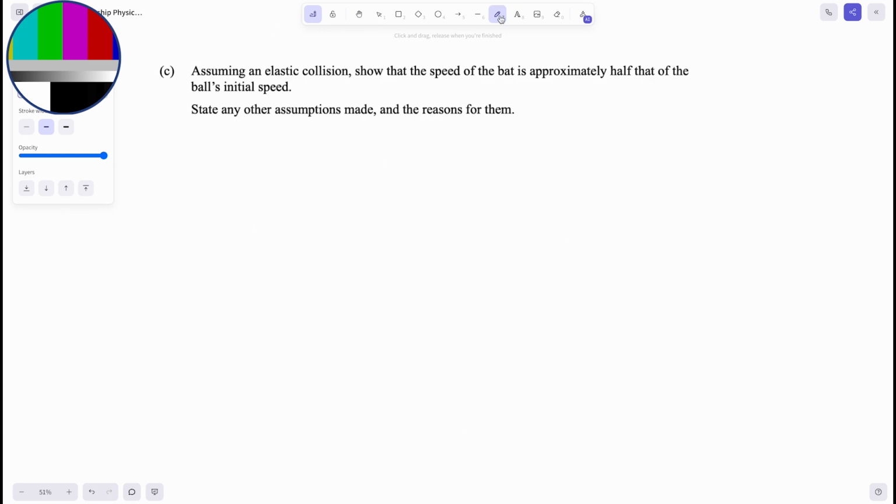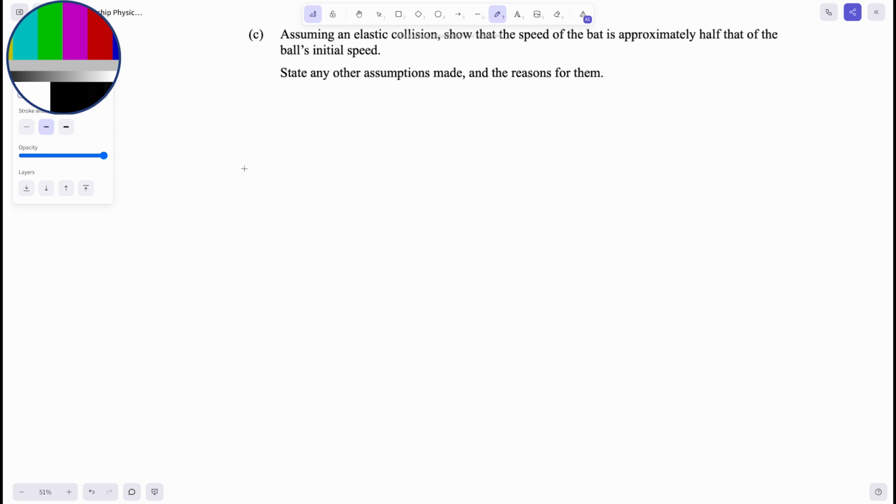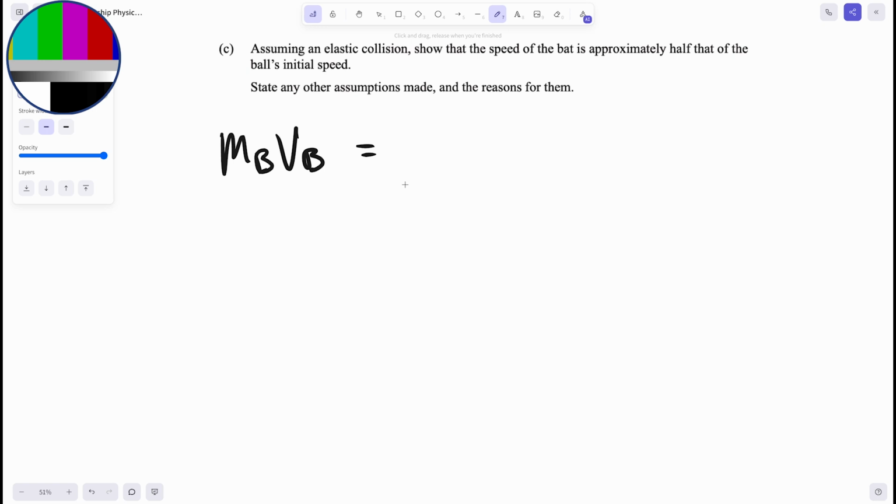Assuming an elastic collision, show that the speed of the bat is approximately half that of the ball's initial speed. State any other assumptions you made and the reasons for them. So first things first, let's do our conservation of momentum. Our initial momentum: the only thing that's moving is the bat, so the mass of the bat times the velocity of the bat. And for our final momentum, the bat after you hit the ball is still going to be swinging, right? You don't just hit the ball and stop.